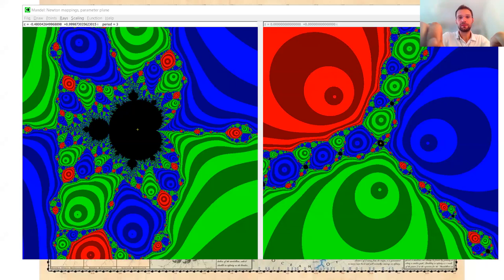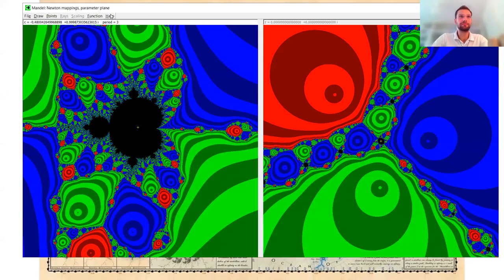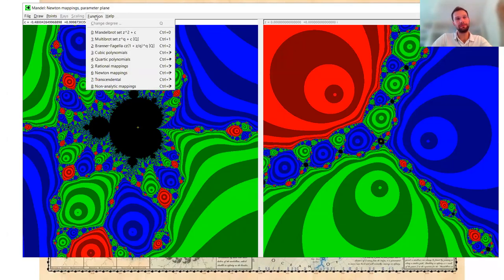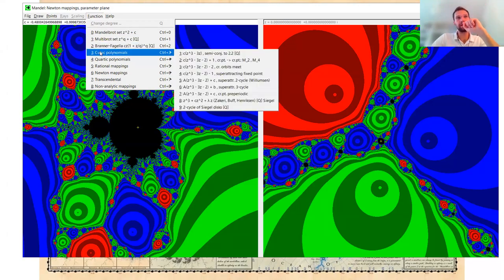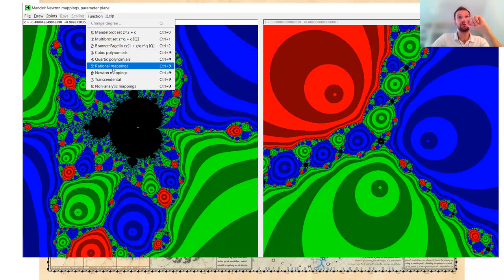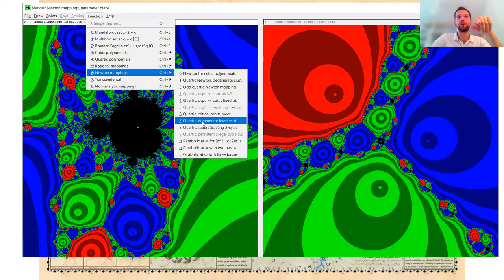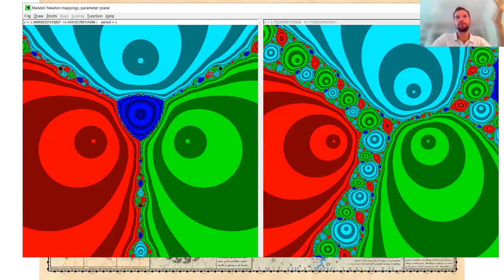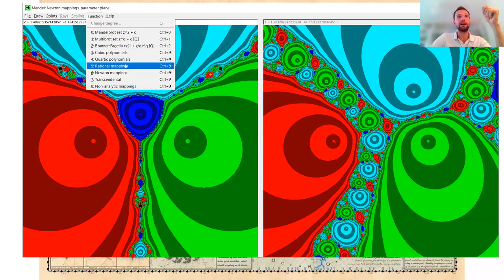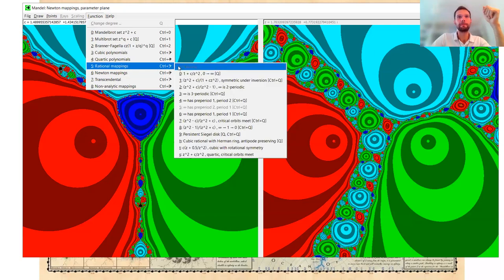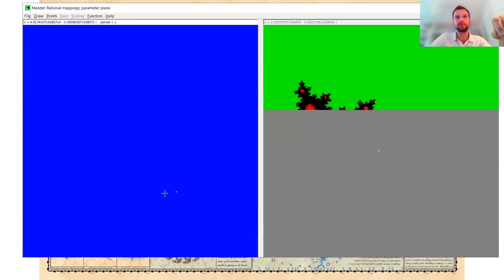So this is the program by Wolf Jung, and it's called Mandel. It's a beautiful program, scientifically based. You can see here there's a menu with functions. You can do a lot with the Mandelbrot set. You can go to the multibrot set, then to polynomials of higher degree, cubic polynomials, quadratic polynomials. You can go to rational mappings, and among the rational mappings you have Newton mappings, this is one of the cases. For cubic polynomials, there's something for some other slices of quartic polynomials. There are rational mappings, for example, the big rational mappings of this type.